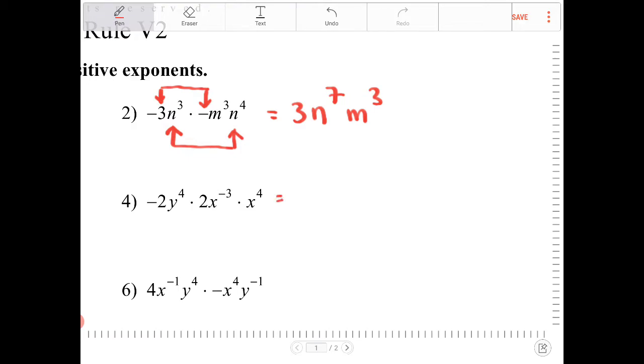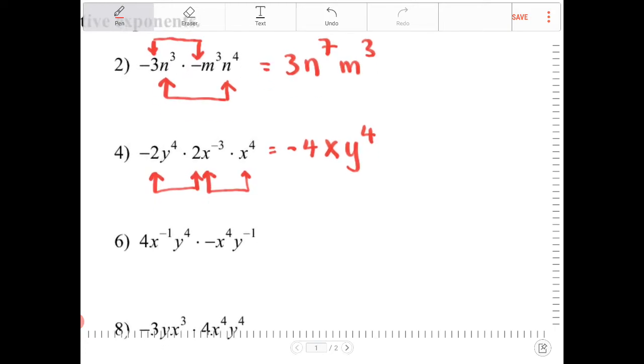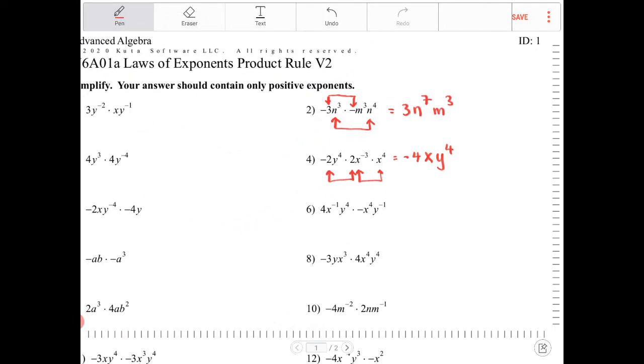Let's take a look at the next one. So I have negative 2 and 2. They can combine together. This will become negative 4. The x's can combine together to make x to the first, because negative 3 plus 4 is x to the first. And then the y's just stay the way they are. My answers here all have positive exponents, so I don't need to worry about that second half of the instructions saying your answer should contain only positive exponents.